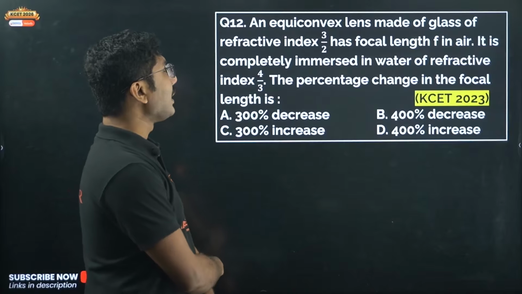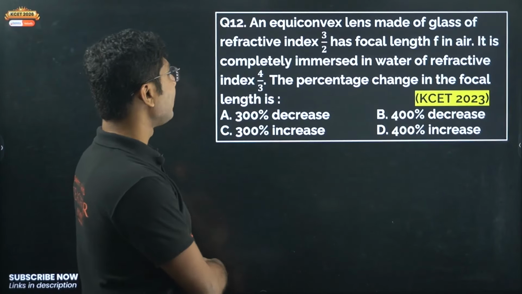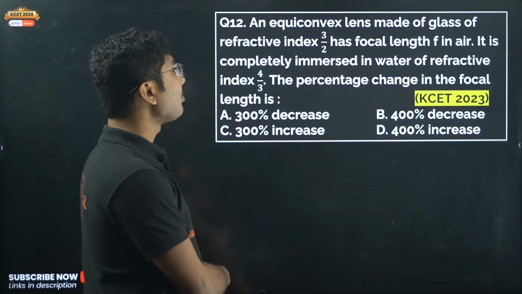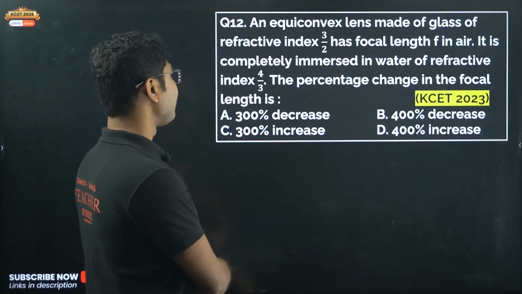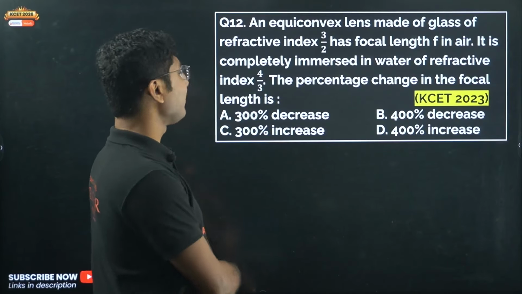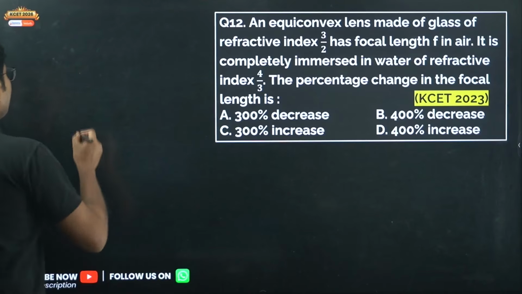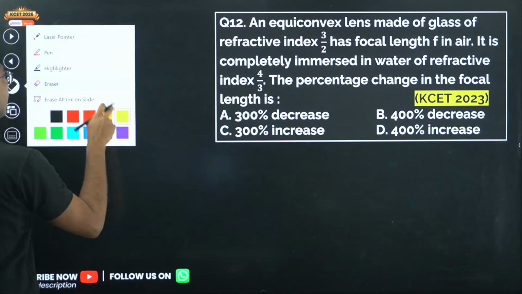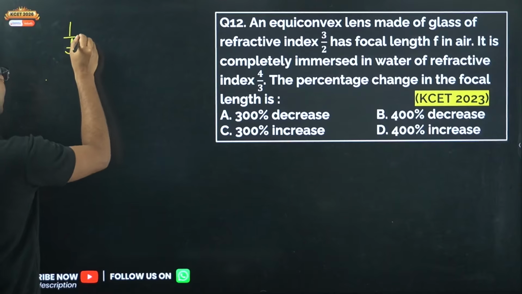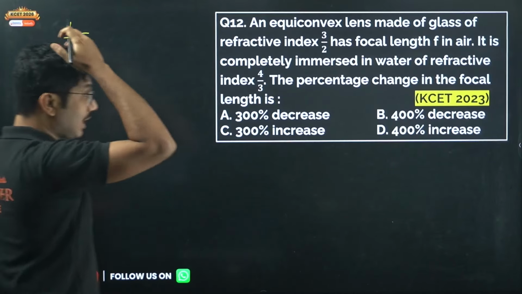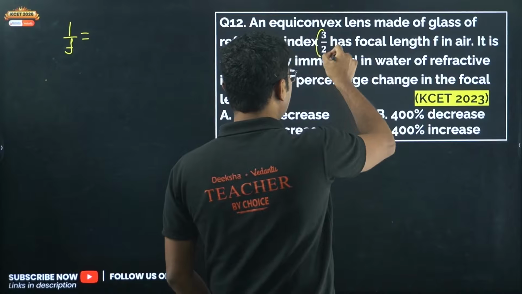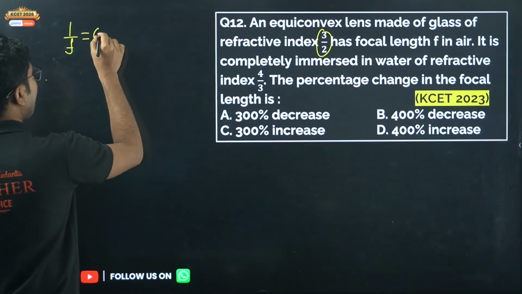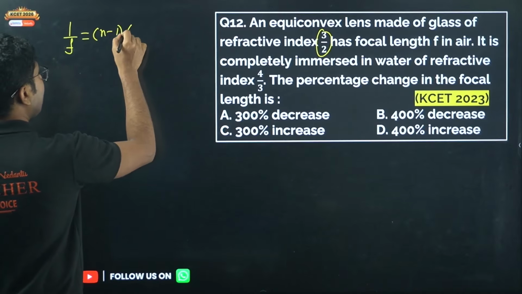Next, an equiconvex lens made of glass of refractive index 3/2 has focal length f in air. It is completely immersed in water of refractive index 4/3. The percentage change in the focal length is. So let us see. We know the focal length from Lensmaker's equation. Lensmaker's equation is another very common equation that comes every year. So focal length when it is in air is f equals (n minus 1) into 2/r.